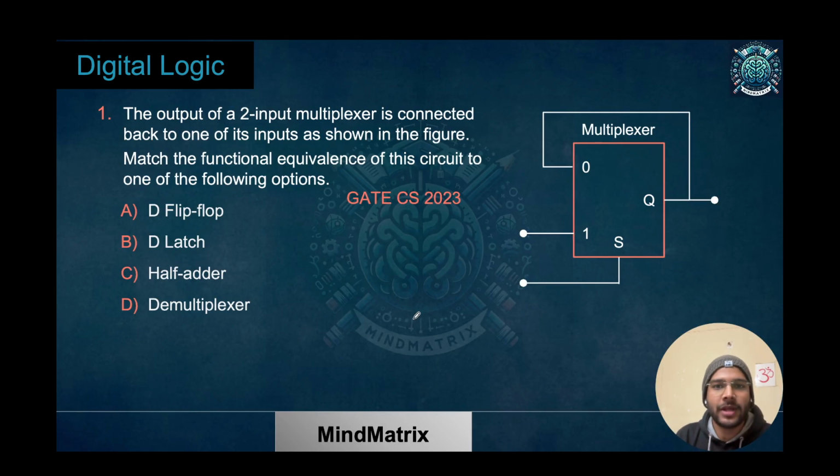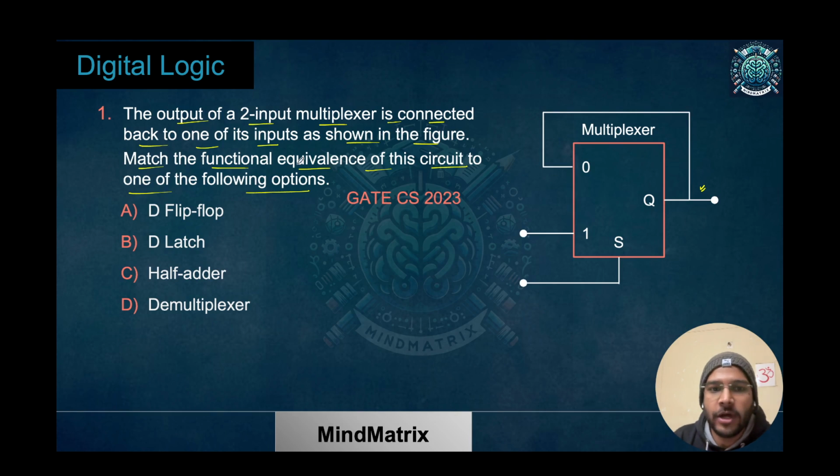So this is the first question that we have on our screen, and that was asked in GATE 2023 from Digital Logic. So let's read the question first. The output of a two-input multiplexer is connected back to one of its inputs as shown in the figure. As you can see, we have a multiplexer here, which is a 2x1 multiplexer. You can see the output of this multiplexer, we are giving it as one of the inputs to the multiplexer. Now we have to match the functional equivalence of the circuit to one of the following options.